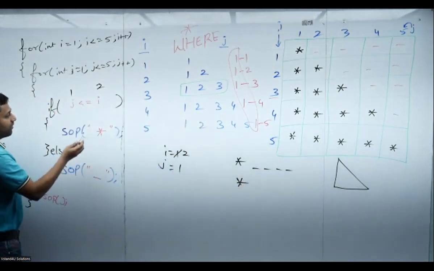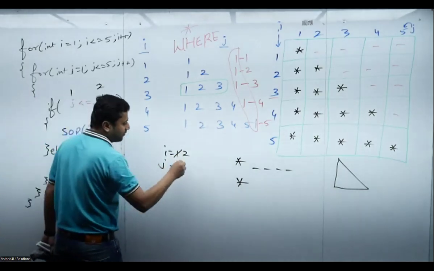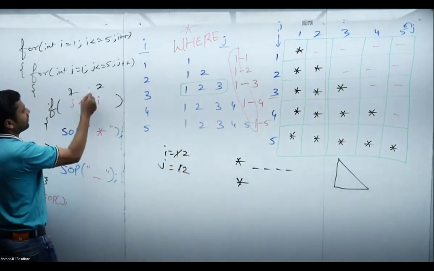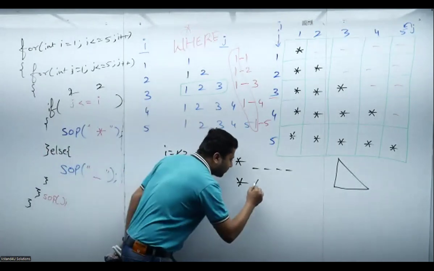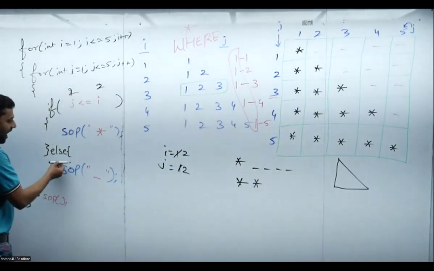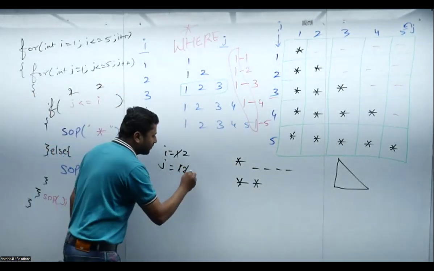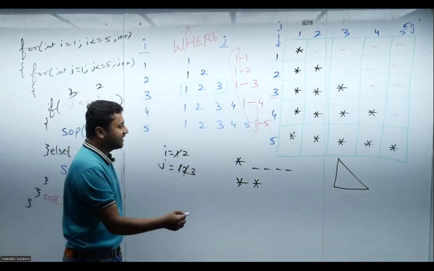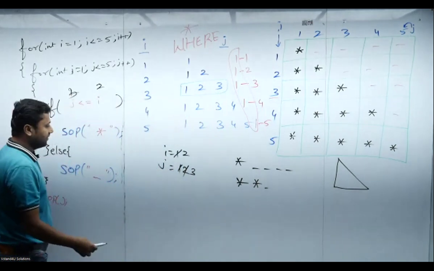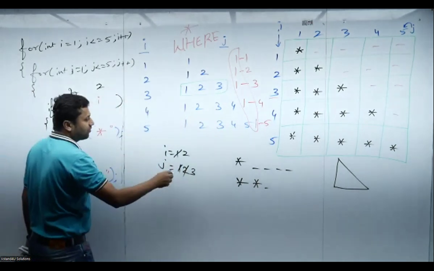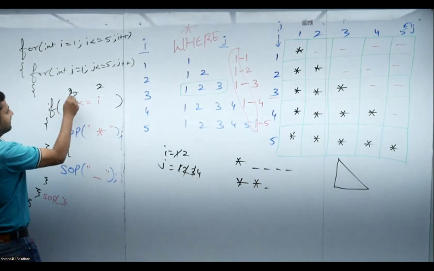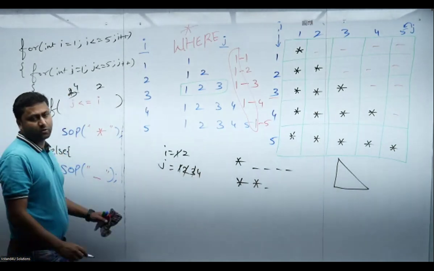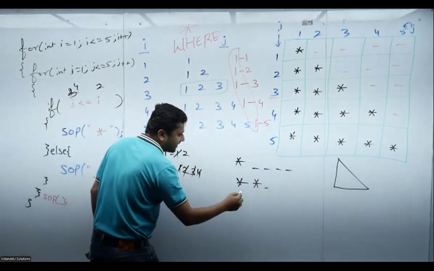Done. Once again, j will be incremented to 2. 2 is less than or equal to 2, condition true. Print one more. Agree? After this, once again, j has been incremented to 3. 3 is less than or equal to 2 condition, false. In that case, agree? Once again, j will be incremented to 4. 4 is less than or equal to 2 condition, false. In that case, print space.